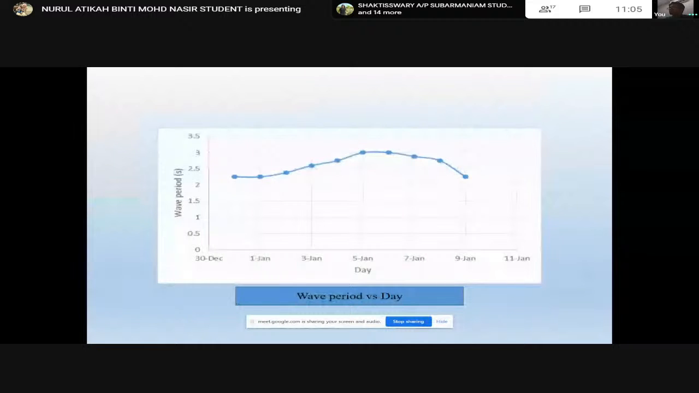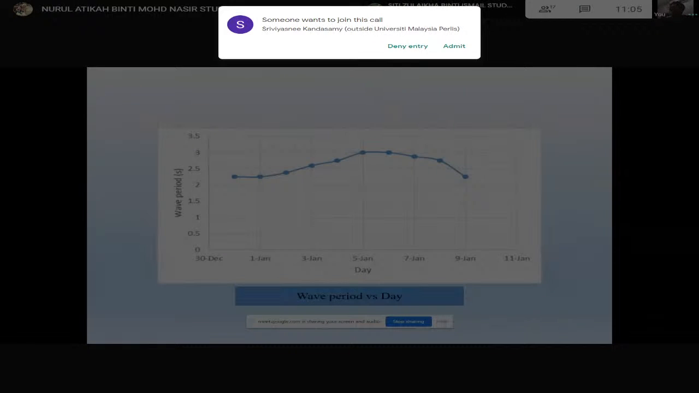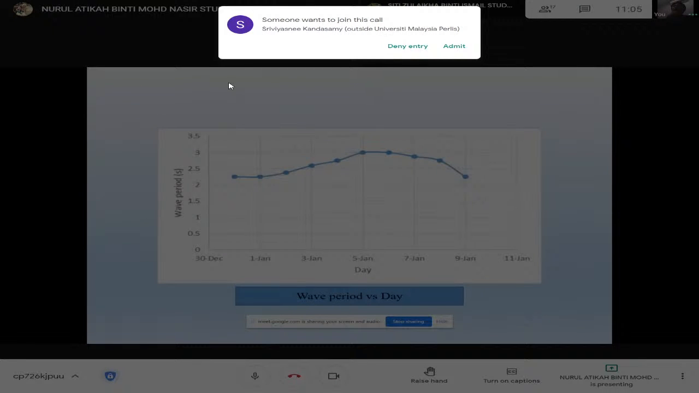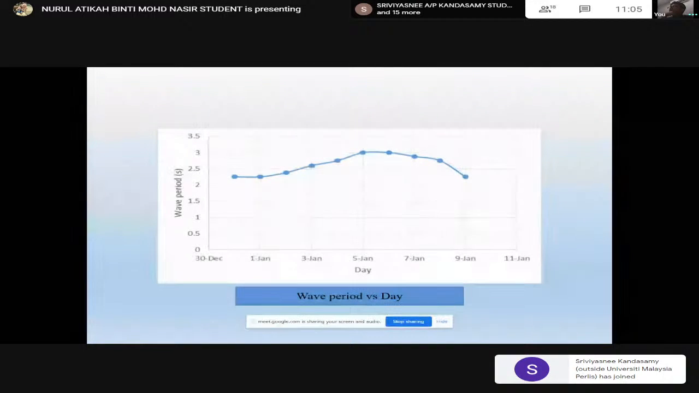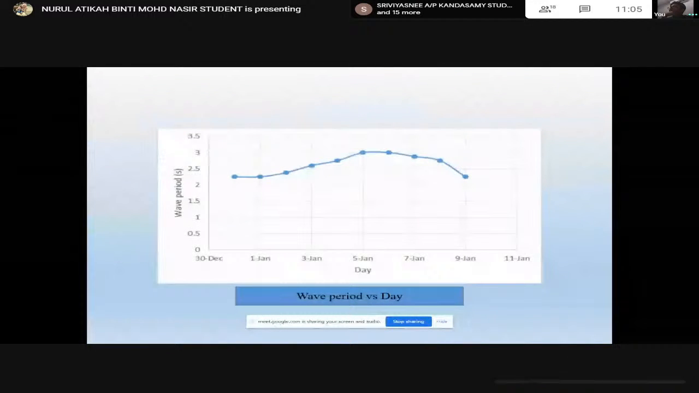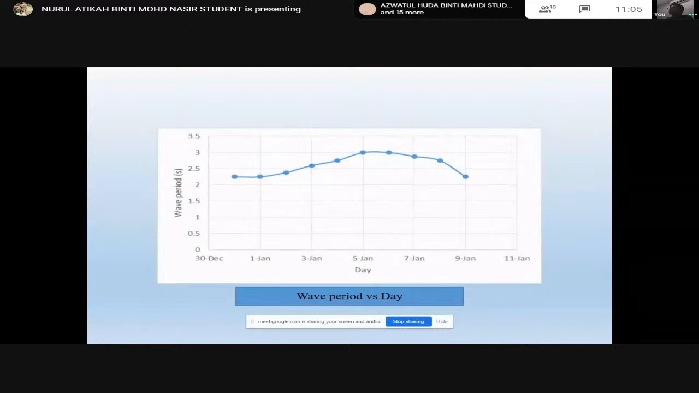So the next graph shows wave period per day. The wave period and wave height are dependent parameters. As wave height increases, the wave period also increases. The frequency of a wave refers to how often the particles of the medium vibrate when a wave passes through the medium. The highest wave period is on 5 January and 6 January because they have the lowest frequency, which is 0.33 seconds.